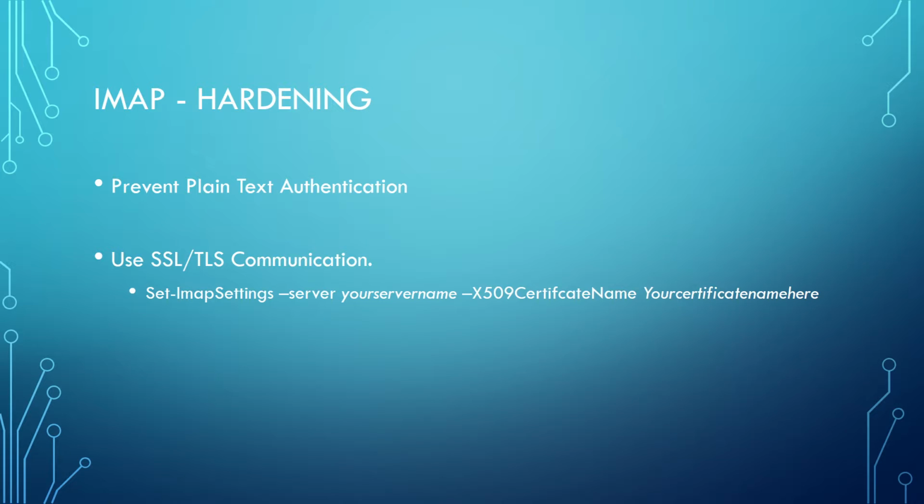If PowerShell is the chosen method to use, simply input the commands listed there. It's going to be Set-IMAPSettings -Server, your server name. Obviously, what's in italics is going to change dependent upon your environment. So it'll be your server name and the certificate name assigned to your certificate.